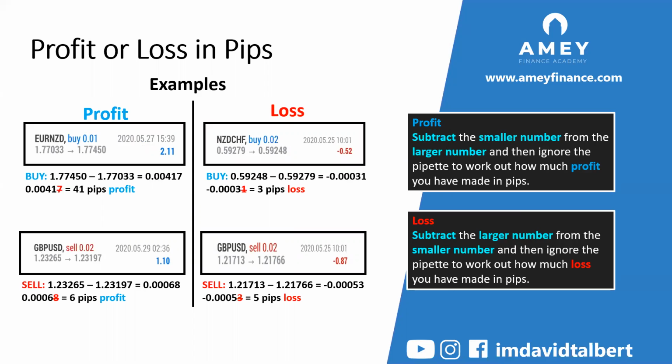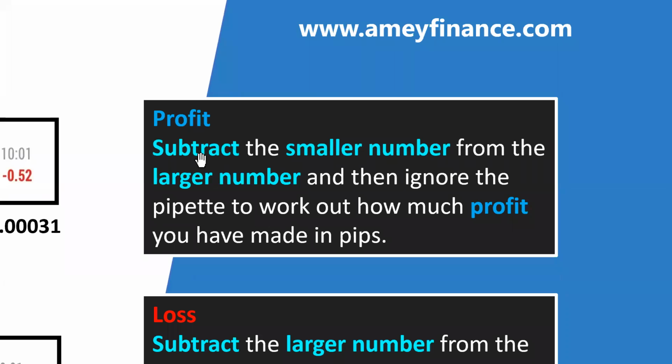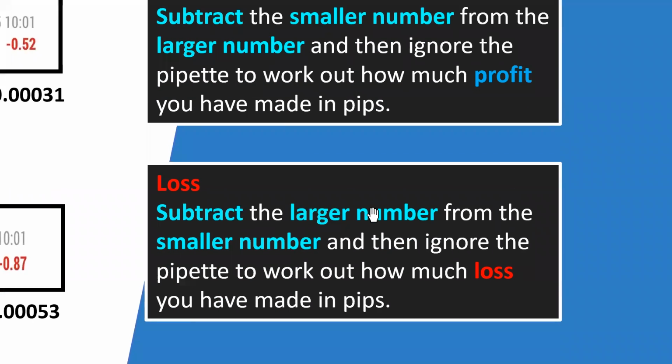Now, people might be thinking, how do I count my pips? It's a very easy and very simple way of doing that. Okay, so let me show you how. To calculate your profits, you subtract the smaller number from the larger number, then ignore the pipette, which is the last digit, to work out how much profit you have made in pips. Losses are the other way around. So you subtract the larger number from the smaller number to give you a negative figure, and you ignore the pipette and work it out.